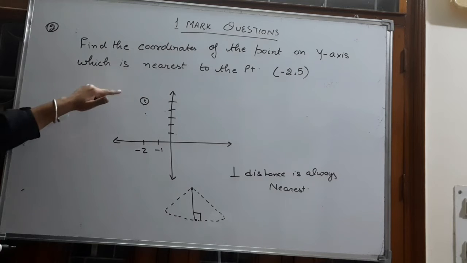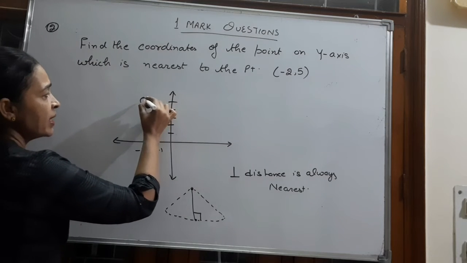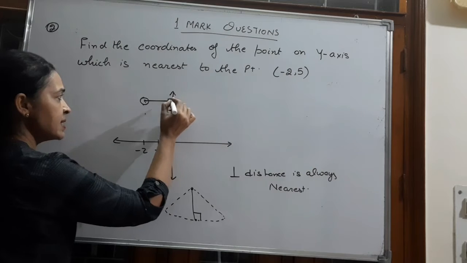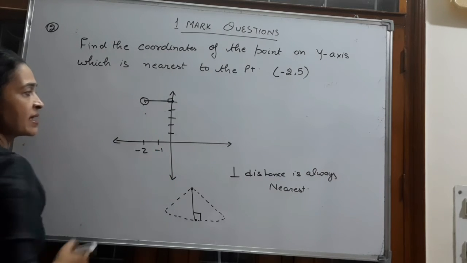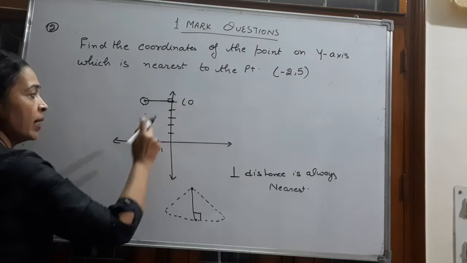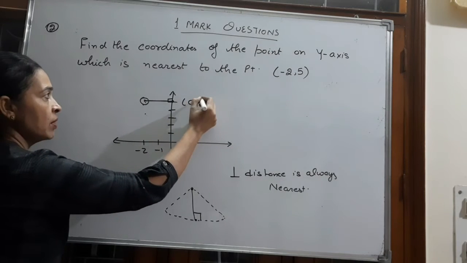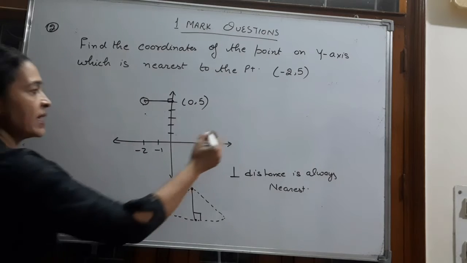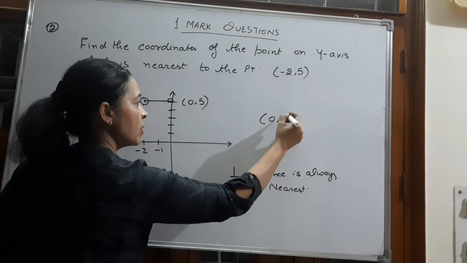What we have to find? The nearest point. Which will be the nearest point? The perpendicular from this point on the y-axis. At this point on the y-axis, what is the x coordinate? 0. And what will be the y coordinate? 5. Therefore, the nearest point to the point -2 and 5 on the y-axis will be 0 and 5.